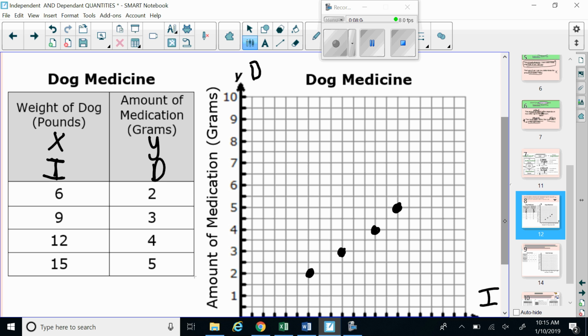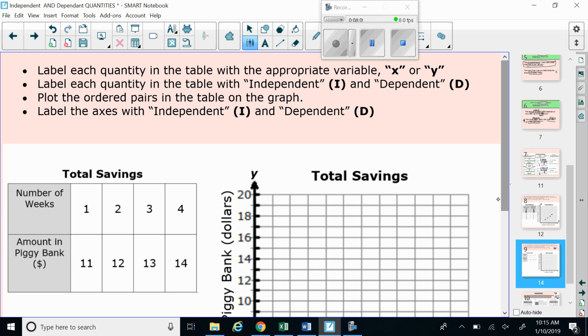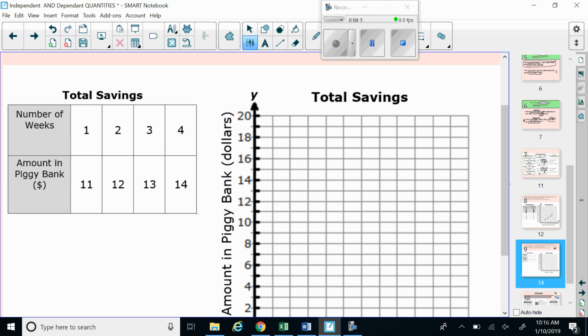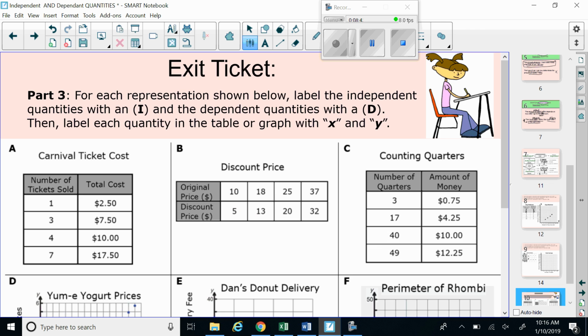You don't have this on your paper, but you can just watch and notice. Okay? So then let's look at this one. And again, it works the same way. It says if I have number of weeks, how much money I have. Well, if I save money for 1 week, then I have $11. Okay? So the cause is the number of weeks. The effect is the amount of money that I have in my piggy bank. So that means this is independent and this is dependent, which means this is X and this is Y. Okay? And I can then plot those points on the graph.